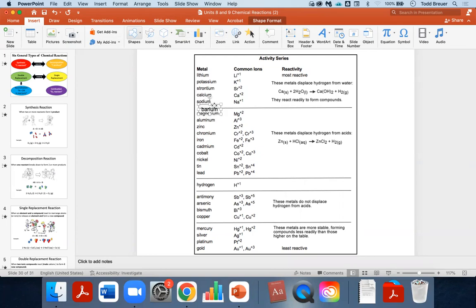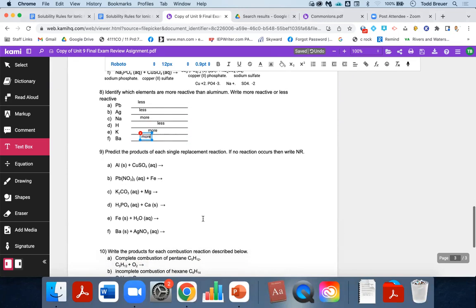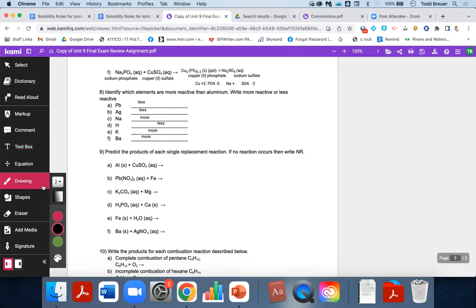Meaning it's slightly higher than aluminum on the chart. So there it is, barium more reactive than aluminum. So we would say barium is more reactive. So that's how we tell if one metal is more reactive than another, and that's how we make predictions of single replacement reactions.